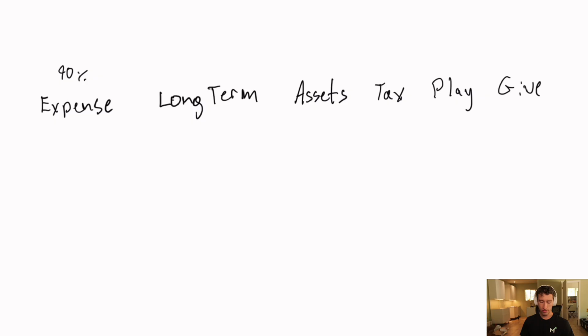But general rule is you want to aim for 40% or below, which is pretty good. So let's say you do 20% long term, 20% assets, so that puts you at 80. You do 5% play and 5% give, and then you got 10% for taxes, or maybe that money is 15%. That's usually what mine is at.